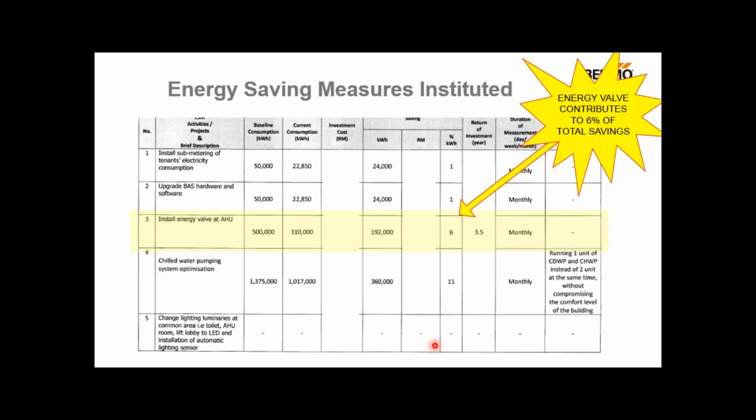So we calculated the energy valve contribution to the overall energy saving, and we found out that 6% can be attributed to the energy valve. Overall, this particular project's return on investment takes about 3.5 years.